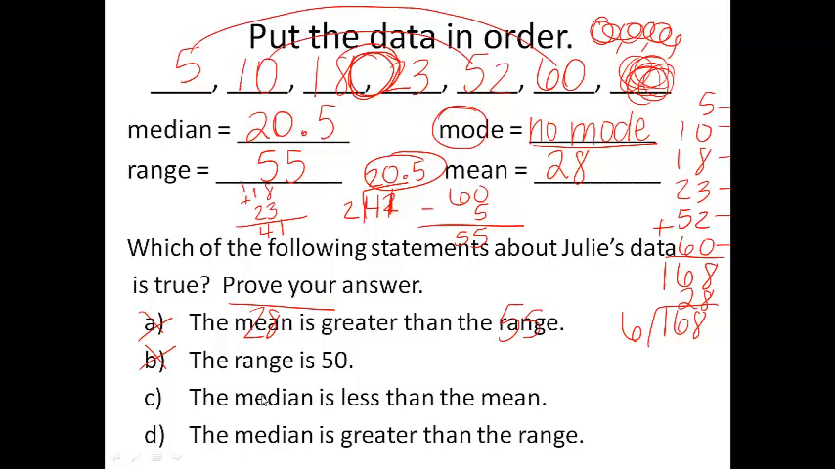The median, what was our median? 20.5 is less than the mean. Ooh, our mean was 28, so is 20.5 less than the mean? So far, yeah. Let's check this one. The median, which was 20.5, is greater than the range, which was 55. Is 20.5 greater than 55? No, that's wrong. So you know your correct answer has to be C.